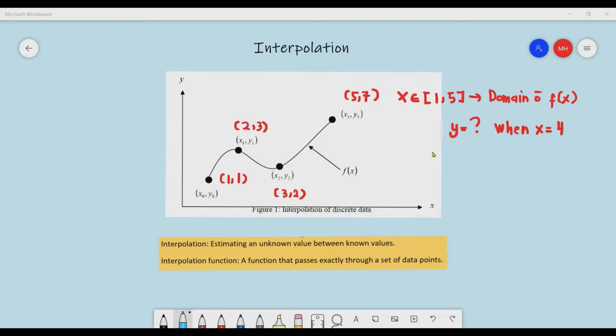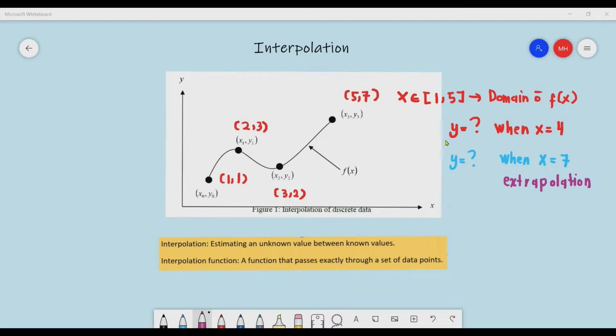Okay, I take another example. Let's say you want to know what is y when x equals 7. As you notice here, x is between 1 to 5, and 7 is outside of this domain. Therefore, we cannot use interpolation if x is outside the domain. We need to use extrapolation. However, in this course we only cover interpolation.